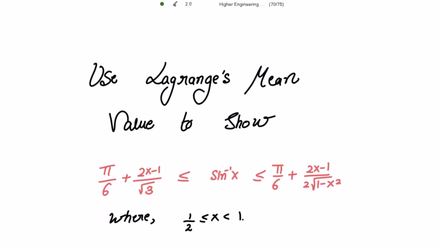We need to use Lagrange's mean value theorem to show that the left hand side is less than or equal to sine inverse x, which is less than or equal to the right hand side, where x is greater than or equal to 1/2 and strictly less than 1. So here we consider two cases. The first case is when x is equal to 1/2, because it is given that x is greater than or equal to 1/2, and the second case is when x is strictly greater than 1/2 and strictly less than 1. So let's start with the solution.